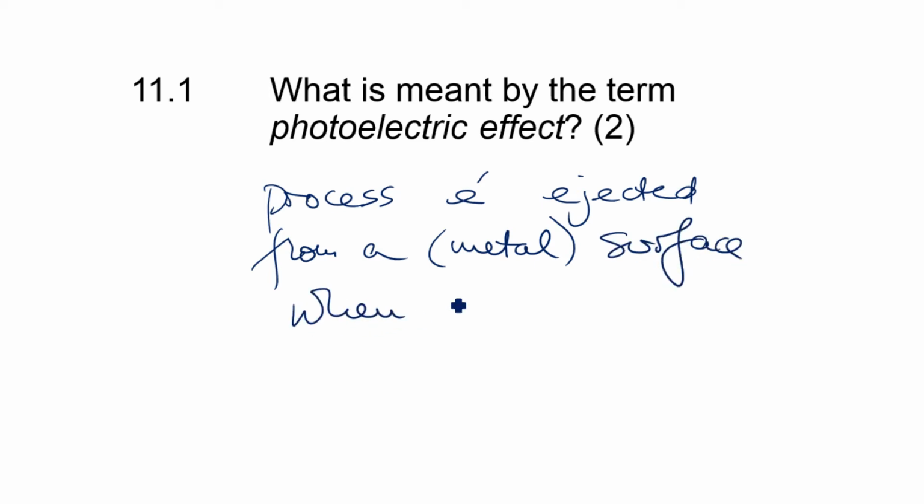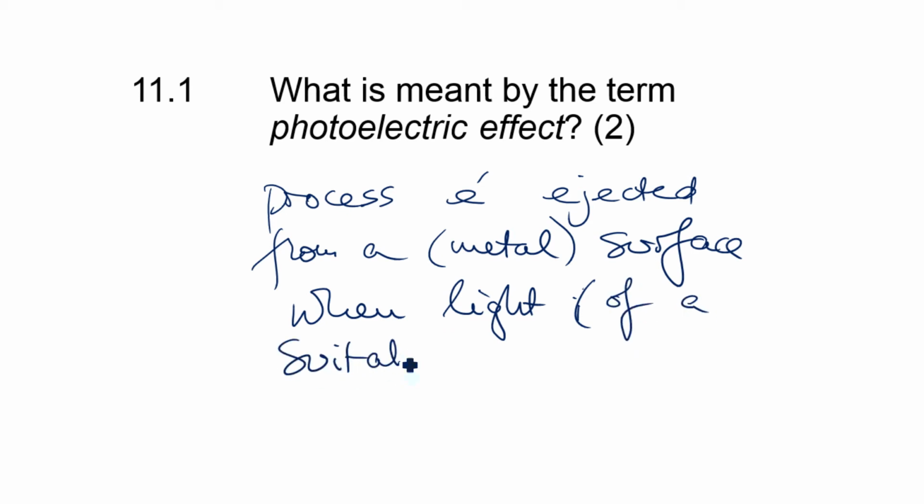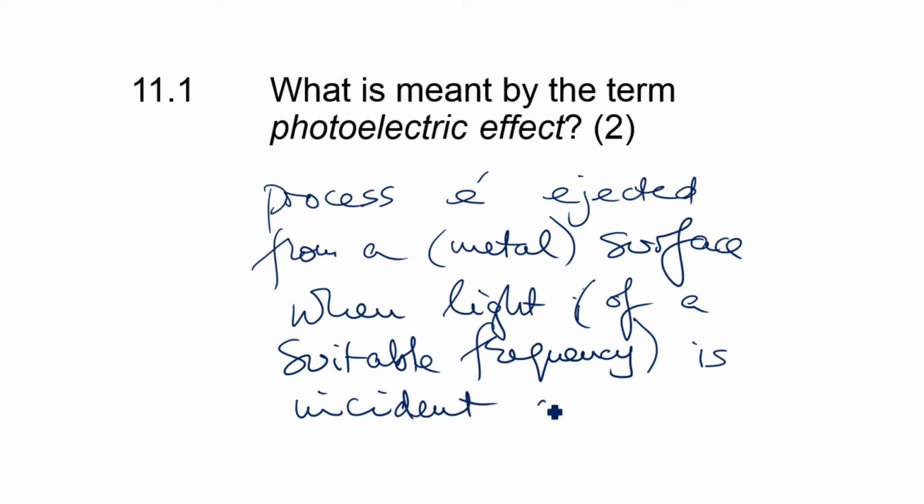when light, and maybe we need to say here, of a suitable frequency is a fancy word here, incident on it. So in other words, when we shine light onto a metal surface with light of a suitable frequency, then electrons can be ejected.